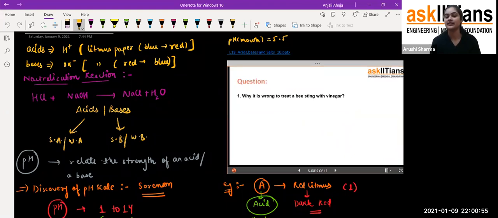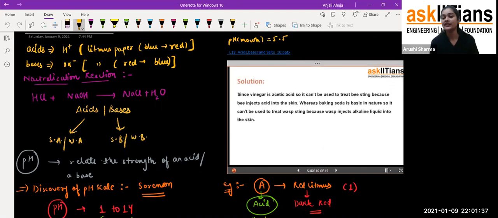Okay, so the question part is there. Why is it wrong to treat a bee sting with vinegar? If any honeybee is going to bite you, why should you not treat it with vinegar? I have already told you that when a bee bites you, the insect injects acid liquid inside your body. And see students, if it is acid and vinegar is also acidic in nature, what will happen? It will increase your itchiness. It will cause more harm. That is why it would be wrong to use vinegar at that place. Always use some basic part. Got my point?